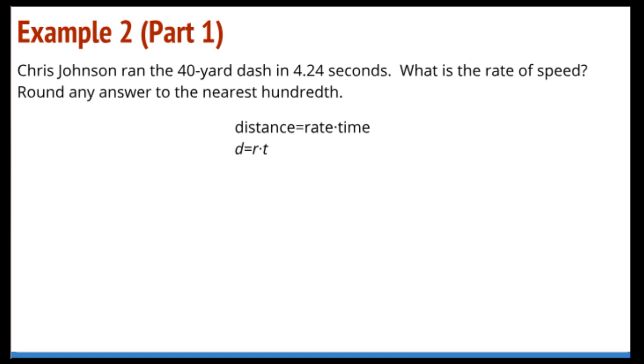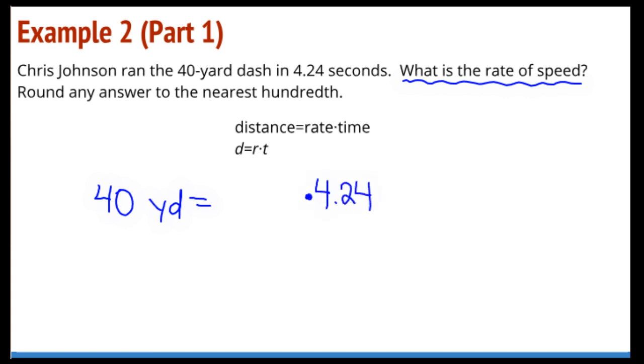All right, so Chris Johnson ran the 40-yard dash in 4 24 hundredths seconds, and the question is, what is the rate of speed? What is this rate right here? And it says to round the answer to the nearest hundredth. Well, I know that the distance traveled was 40 yards, and I know that the time was 4 24 hundredths seconds.